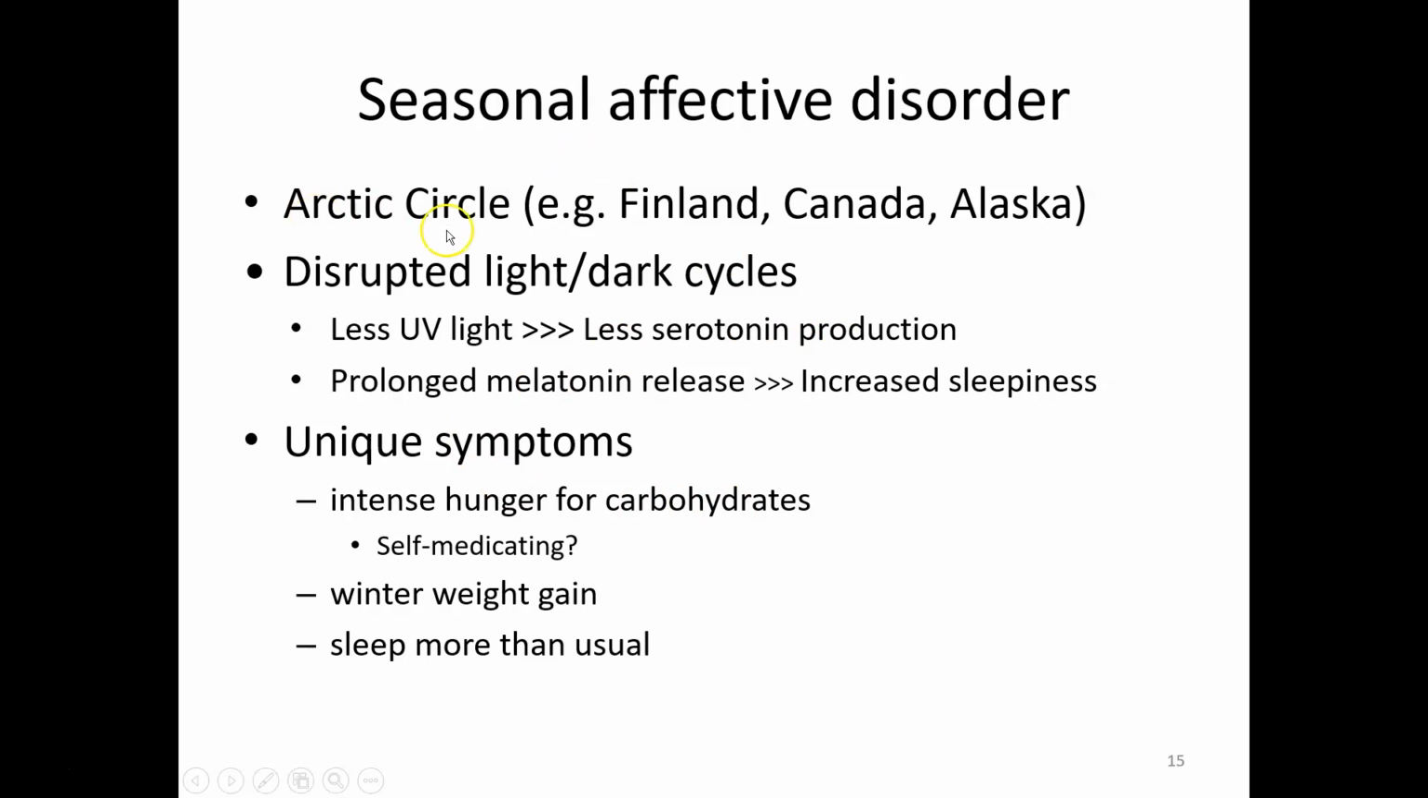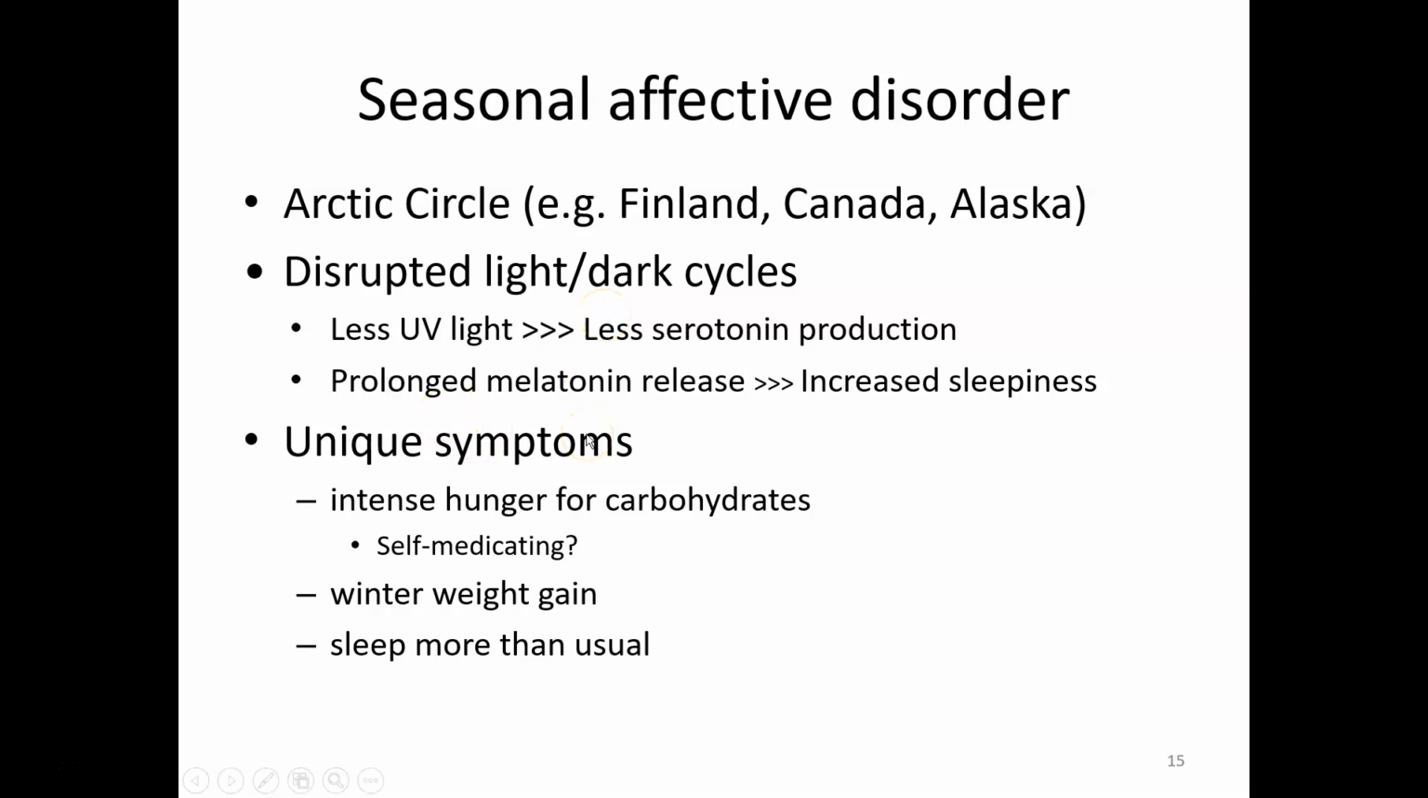This can be especially common in areas like the Arctic Circle and Scandinavia, areas like Finland, Canada, Alaska. And it's because we get these disrupted light dark cycles. So, low sunlight is going to lead to less serotonin production, less vitamin D production, and that's going to be really critical for serotonin production and synthesis. Additionally, darkness triggers the release of hormones like melatonin that help us sleep. So if there's too much darkness, or in certain places in the Arctic Circle in the winter, if there's not enough darkness, that actually changes the cycling of melatonin.